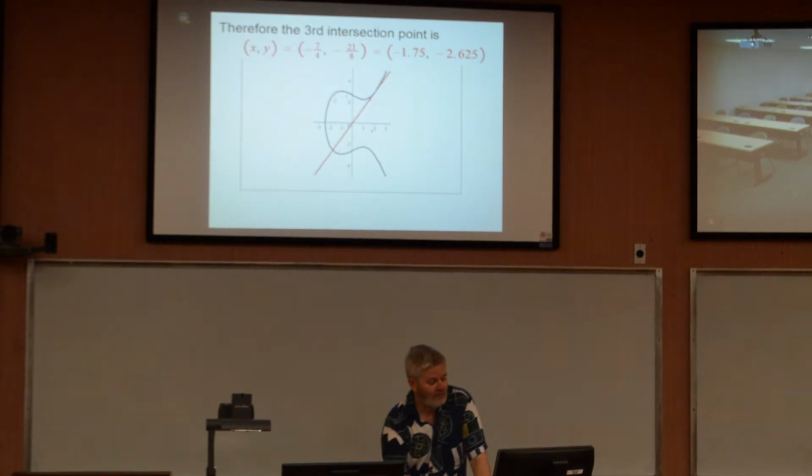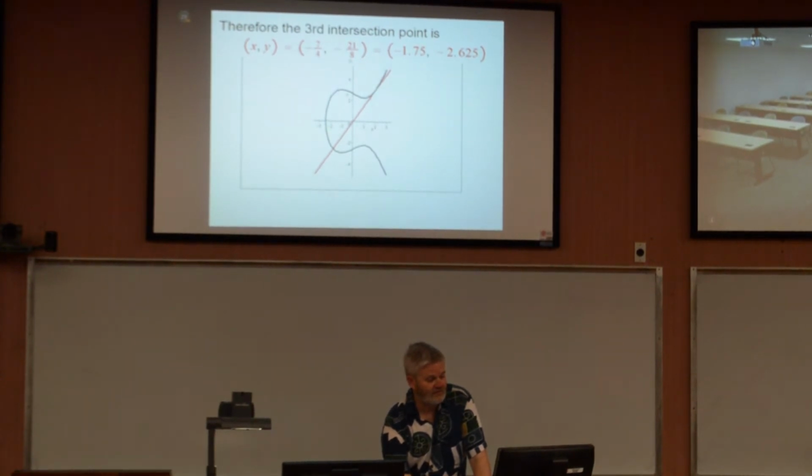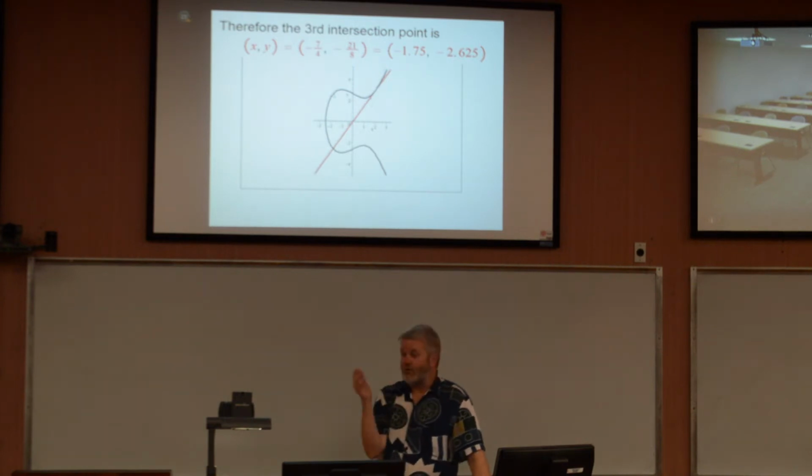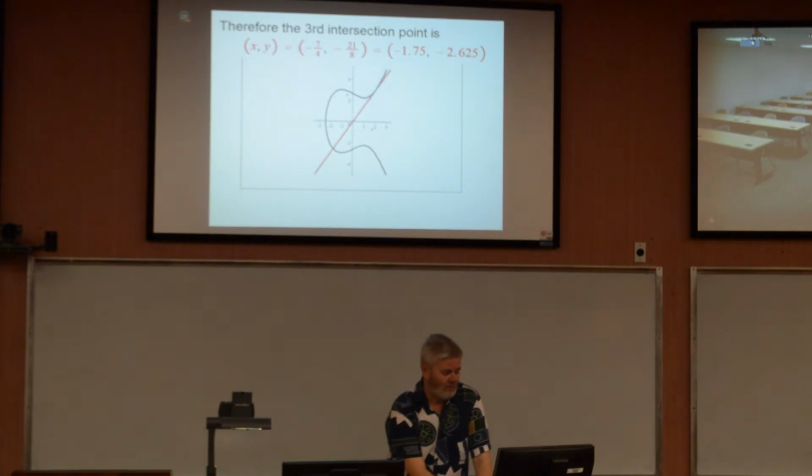Now we also get another point. If you go directly up where the x value is still minus 7 over 4 and change the sign of the y coordinate, that gives you another point. And that point's going to be important, and I'll tell you a little bit more later.